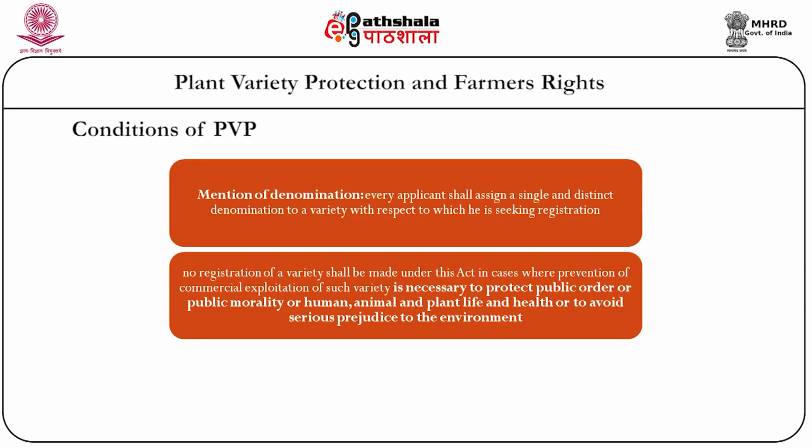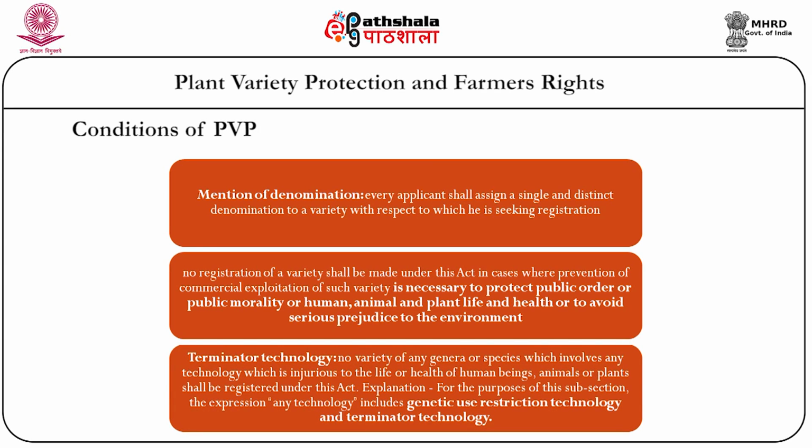This is one of the most general clauses that relate to public order and morality, through which no registration can be entertained. It means the Plant Variety Protection Authority has absolute powers in relation to rejecting certain registrations based on this condition. Furthermore, terminator technology is not allowed to be registered. The Act says that no variety or any genera or species which involves any technology which is injurious to the life or health of human beings, animals or plants shall be registered under this Act. Explanation: for the purposes of this section, any technology includes genetic use restriction technology and terminator technology.